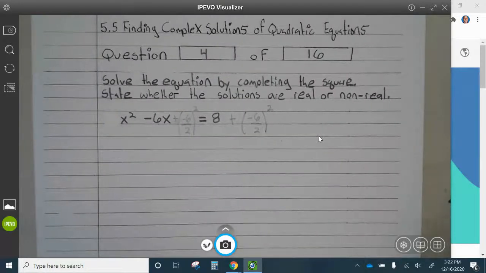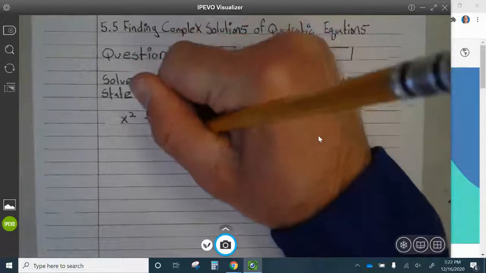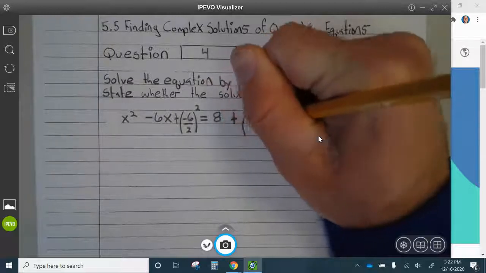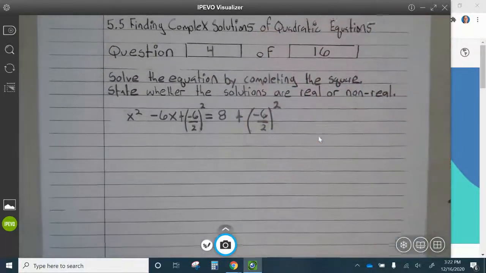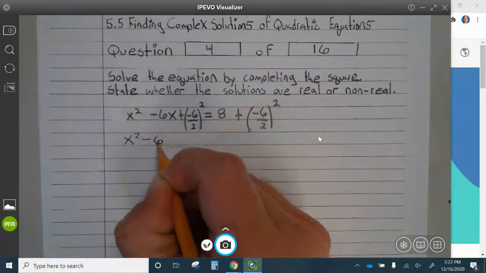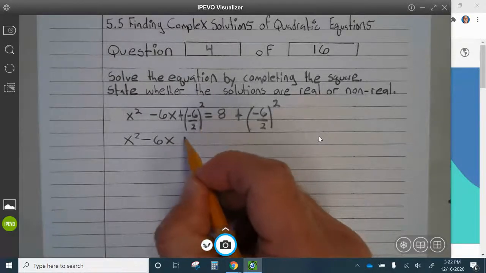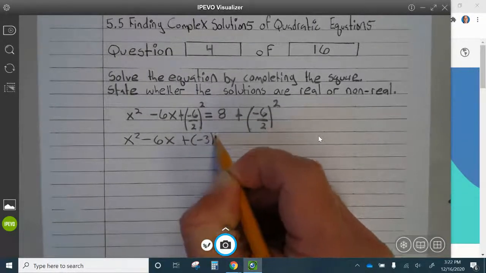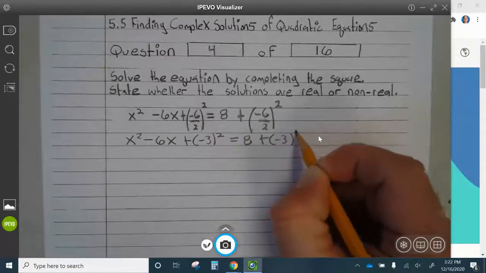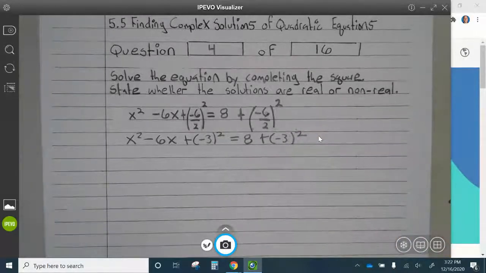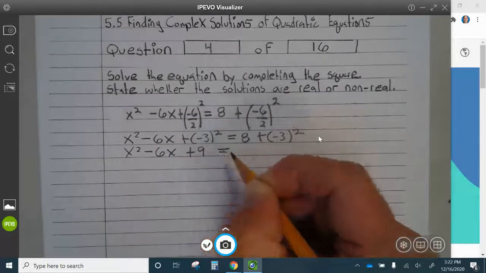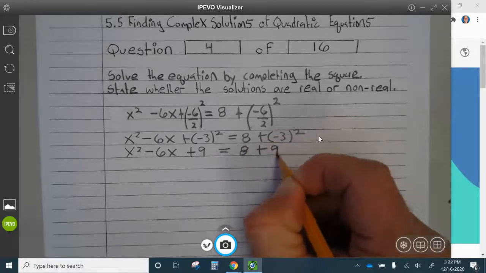All right. So then that's x squared minus 6x. So plus -6 divided by 2 squared plus -6 divided by 2 squared. Okay. All right. So then that's x squared minus 6x. -6 divided by 2 is -3 squared equals 8 plus -3 squared. Okay. So then that's x squared minus 6x plus 9 equals 8 plus 9.